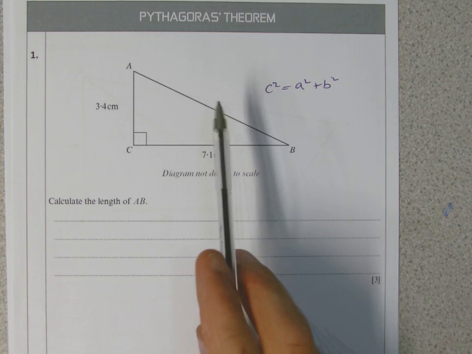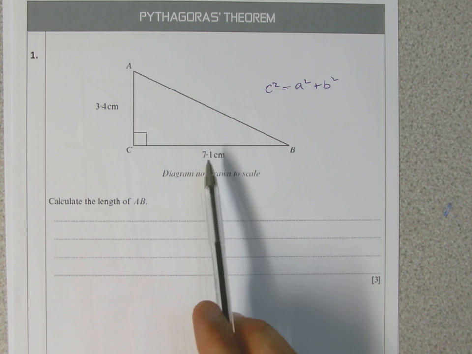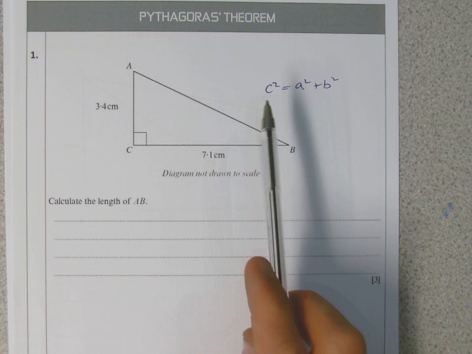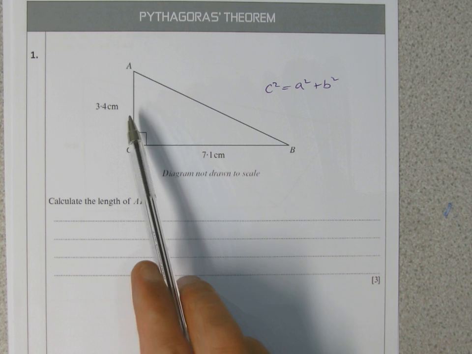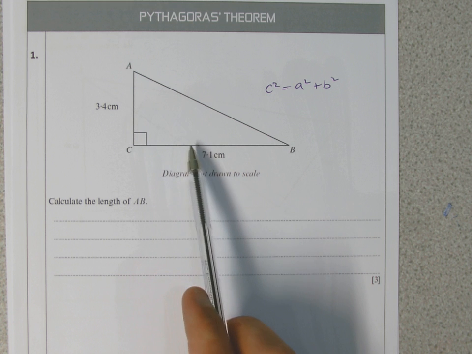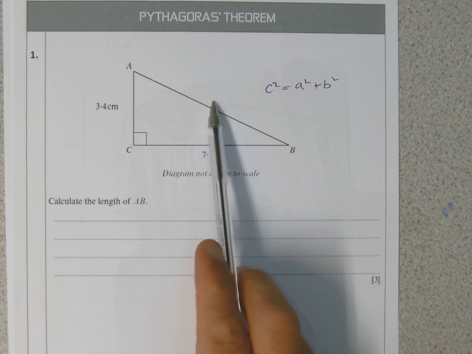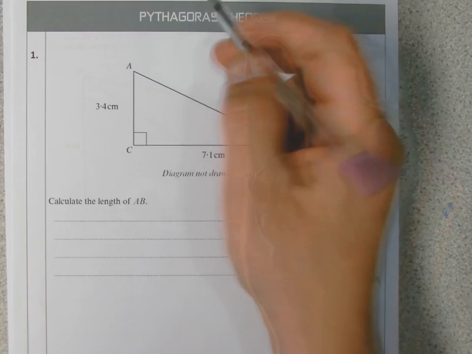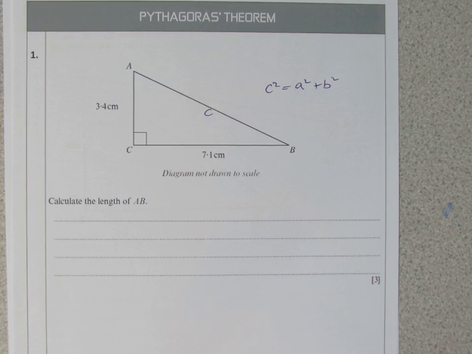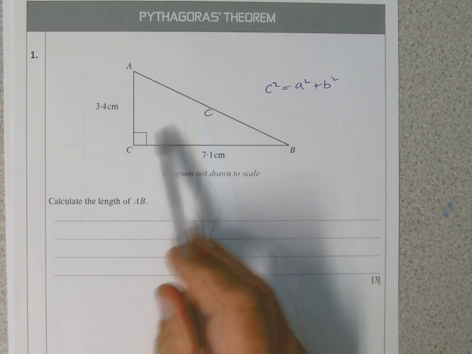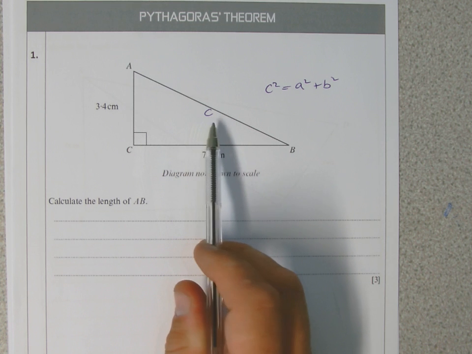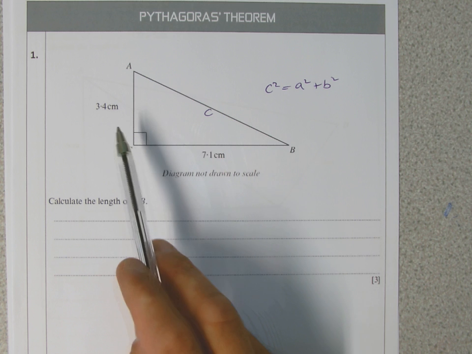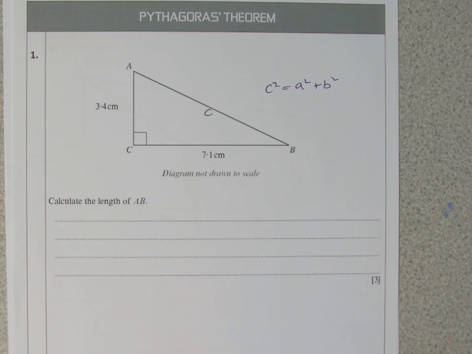Okay, so we're squaring every side of the triangle. The square of the two shorter sides, when we add them up, will give us the square of this side. Of course, this is my C. That's my longest side, because it's opposite the right angle. And all we need to do really is square these sides, and we're on our way.